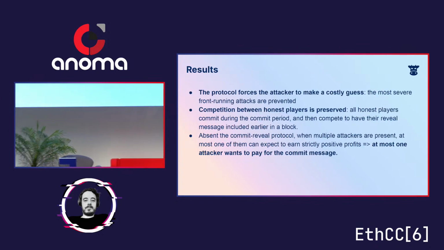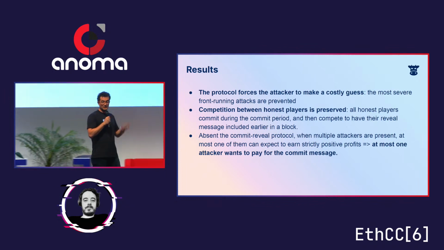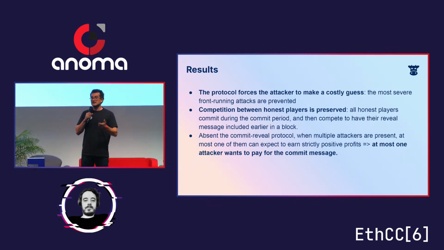And hence the three main results. As I said, the protocol is built to force an attacker to guess. And of course, the severity of the attack plays a role, because if the attacker is completely uninformed, guessing will be very costly for him, and the protocol is effective at preventing attacks. But in situations like the third case earlier, where the attacker already has a lot of prior information, it is possible that the protocol will not prevent the attacks. So we can say that the protocol is effective at preventing the most severe attacks, perhaps not the least severe attacks. The second result is that competition between honest players is preserved.